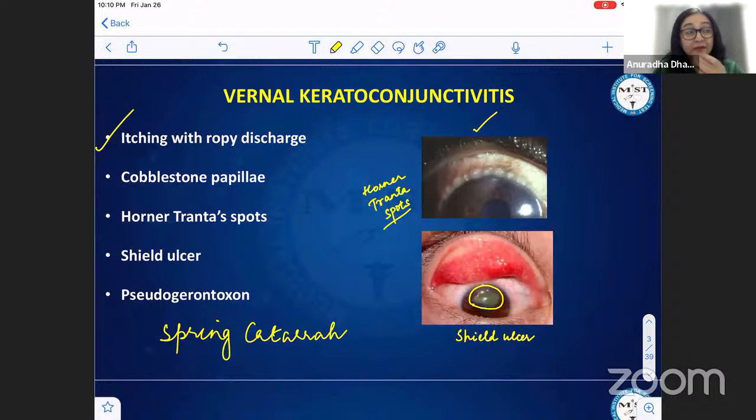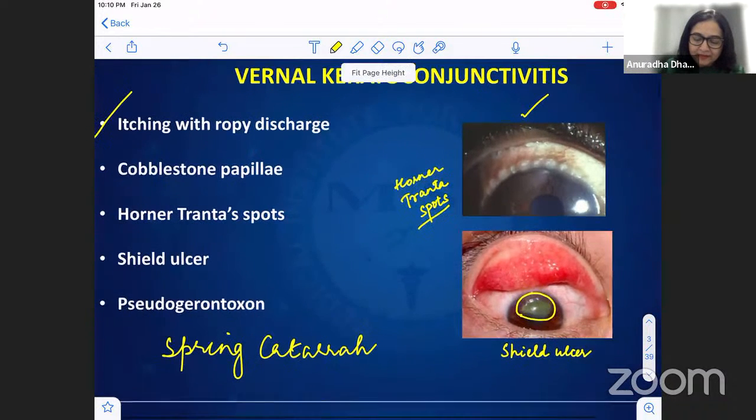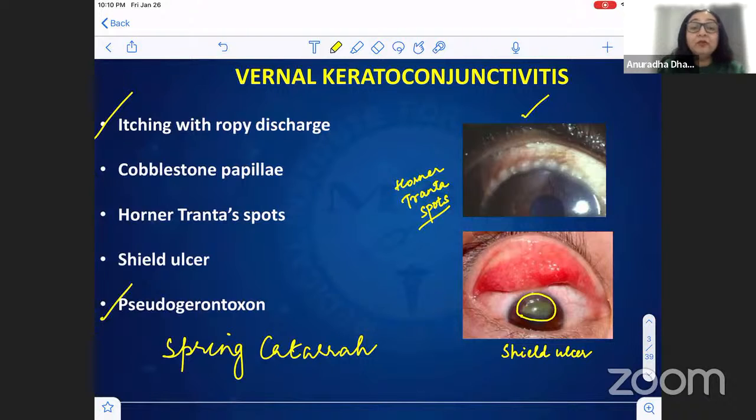Another sign which may be present, especially in the long-standing cases of VKC, is what is known as pseudogerontoxon, also called Cupid's bow, which is a peripheral corneal opacity like arcus senilis, but it is not a true arcus senilis. That's why it's called pseudogerontoxon. So the answer to the question, where you see shield ulcer, is vernal keratoconjunctivitis or spring catarrh.